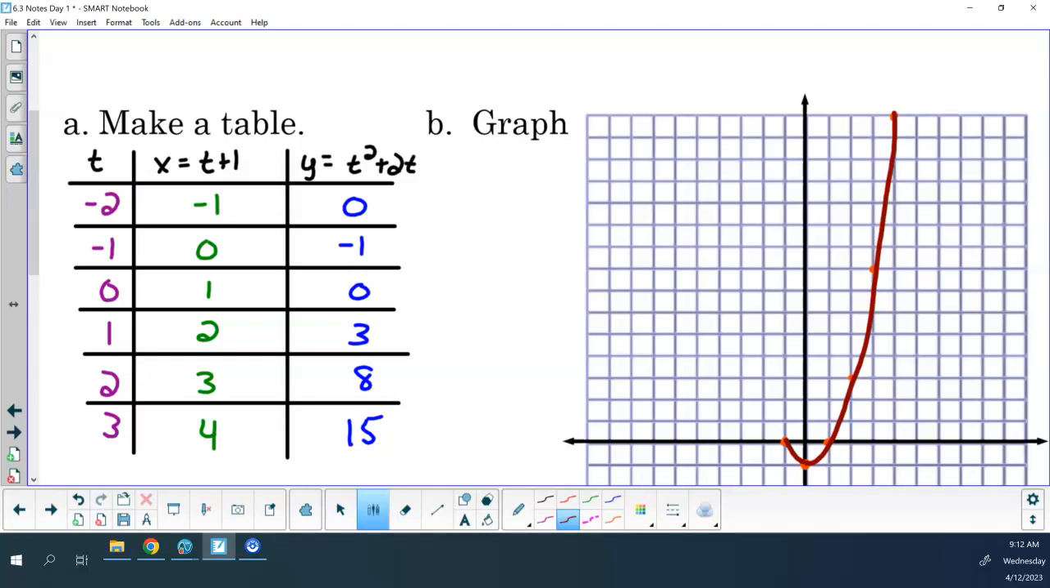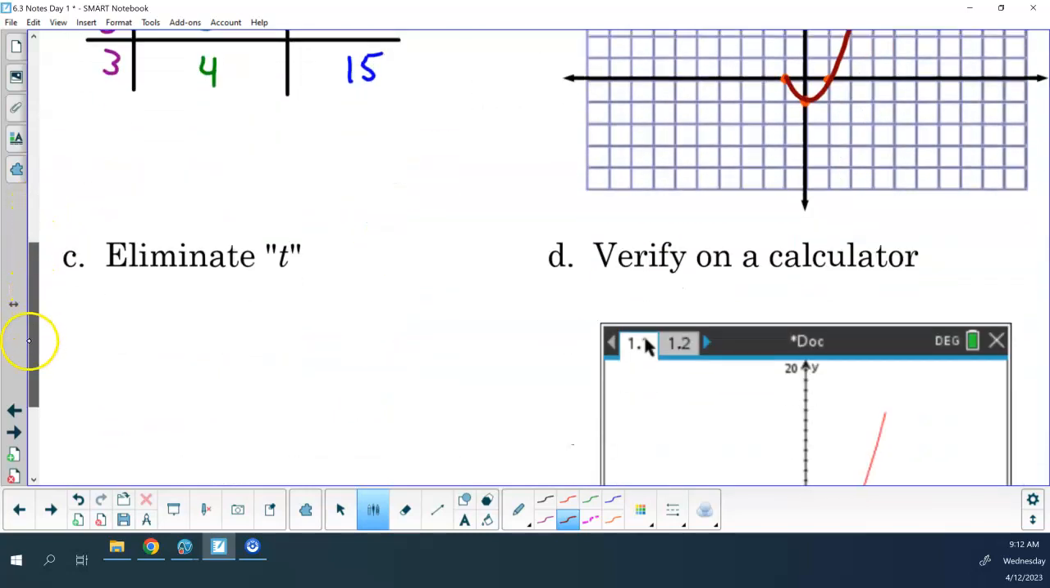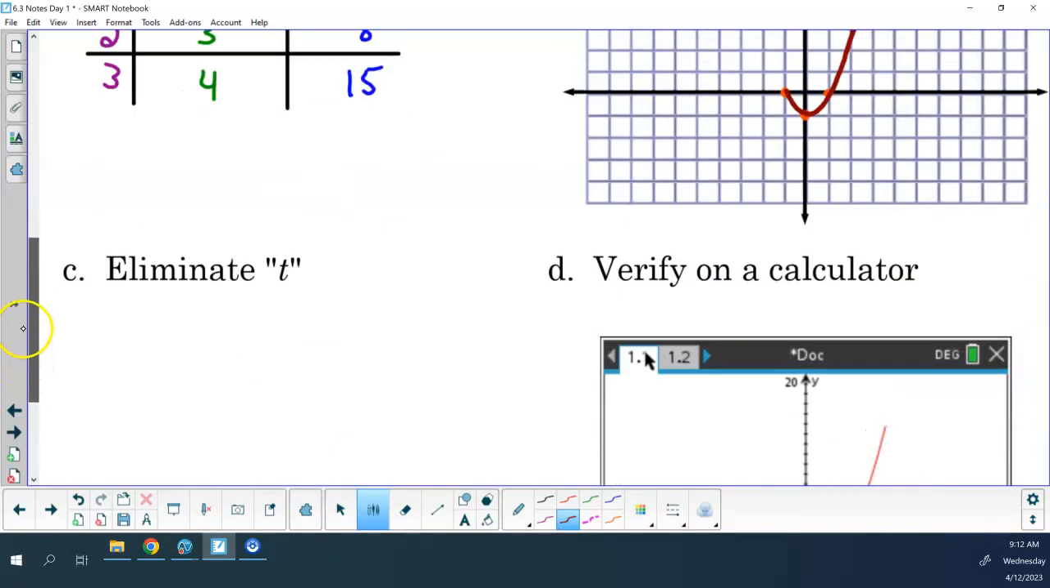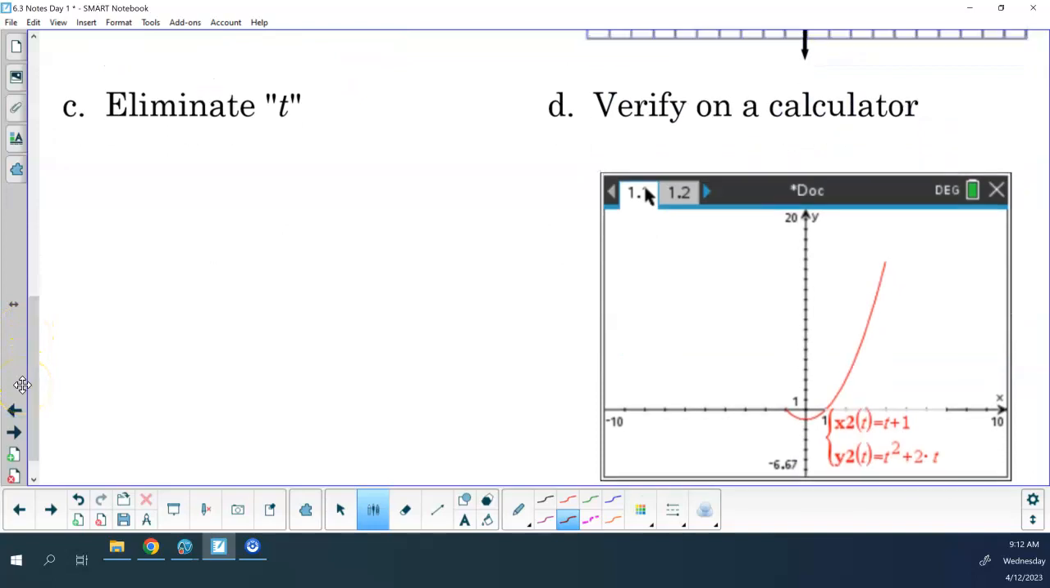Good on all accounts? Okay, I'm going to skip to part D. Part D says verify it on the calculator. There it is, looks the same. Okay, all right, good there. So now let's eliminate the t. So my x was t plus 1. So I would call that x minus 1 equals t.